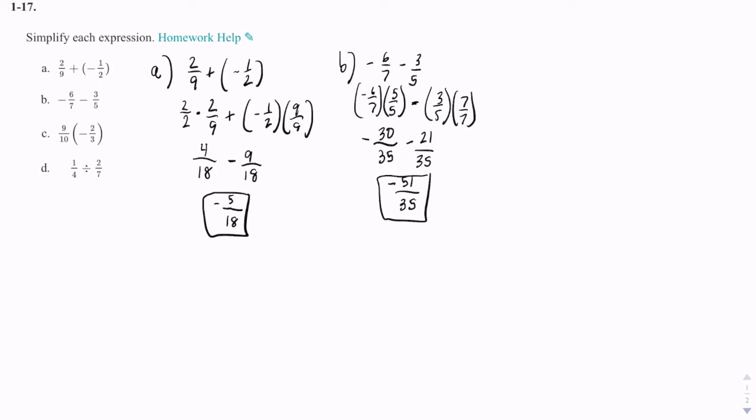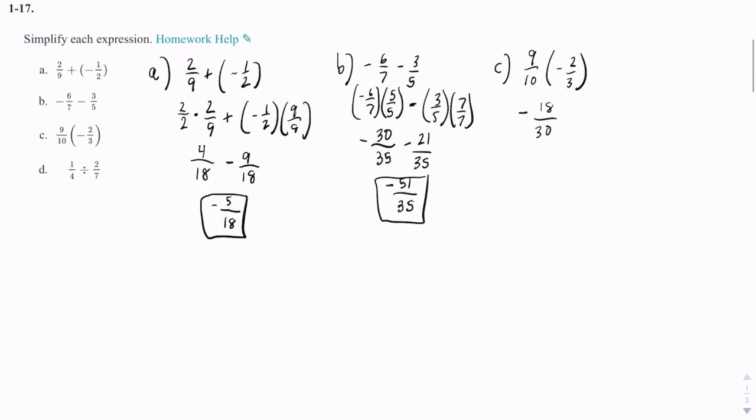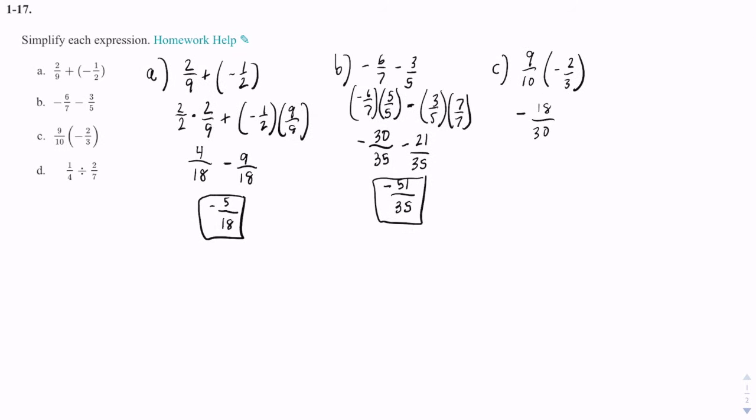For C, right, C, we have 9/10 times -2/3. Now, for multiplication, we do not need common denominators. Now, I can do this 2 ways, and I'll do it both ways just for fun. I can just multiply, right, and I have positive times negative, so the answer is going to be negative. 9 times 2 is 18. 10 times 3 is 30. But then I have to see if the numerator and denominator have a common factor, and they actually do. There's a 3 in both of those, right? So I can factor out the 3, right?